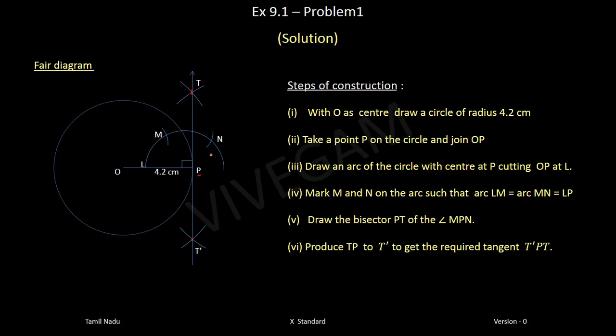Then we draw the bisector PT of angle MPN. How will you do that? As I told you, but we don't need to write that explanation. We just need to say that it is the angle bisector of MPN. Then we get PT and then extend that to PT dash. So PT dash is nothing but a tangent to the circle at the point P. I hope it's clear.